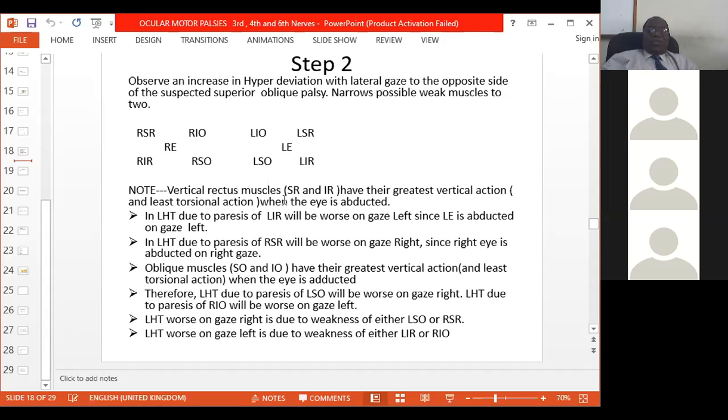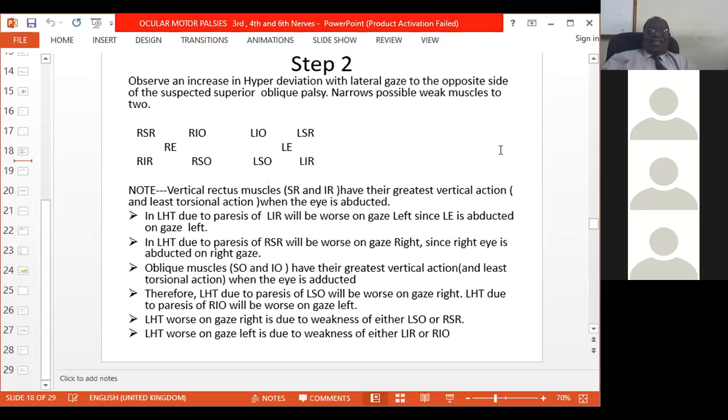Vertical rectus muscles, the superior rectus and inferior rectus, have their greatest vertical action and the least torsional action when the eye is abducted. So the muscles to look at are the rectus muscles. In other words, which are the rectus ones? Here is the superior. This right superior rectus and right inferior rectus, these are weak. That's why when you look there, the hyperdeviation is more.